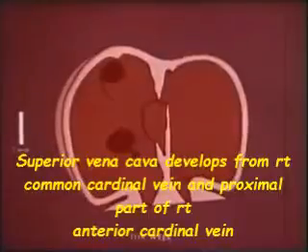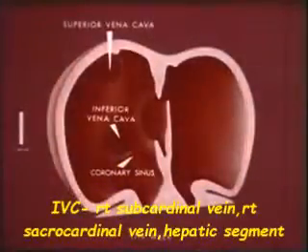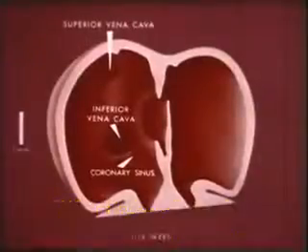By the 11th week, the sinus venosus is completely absorbed into the wall of the right atrium. Inferior and superior veni cavae and coronary sinus now have separate openings.